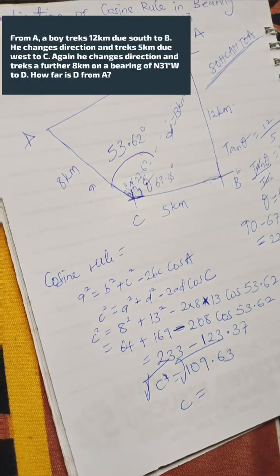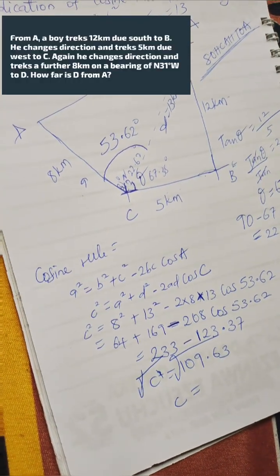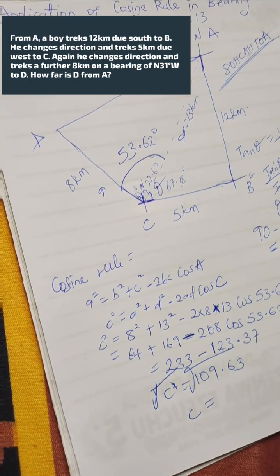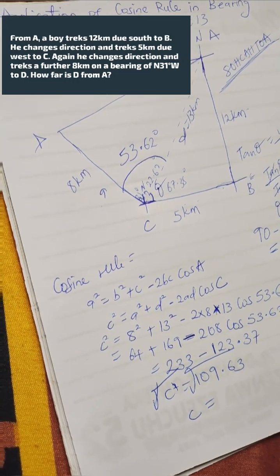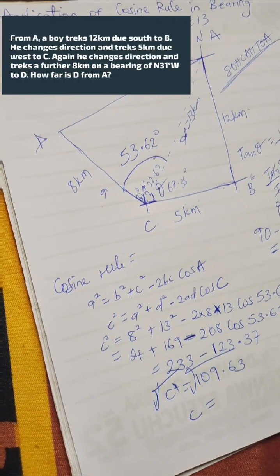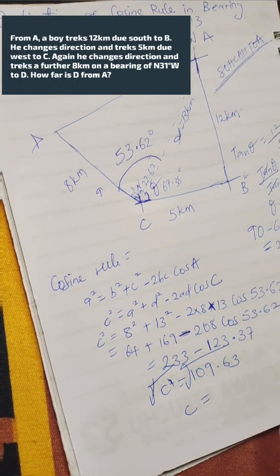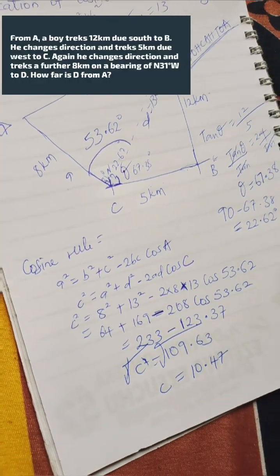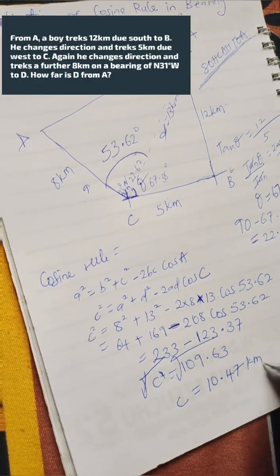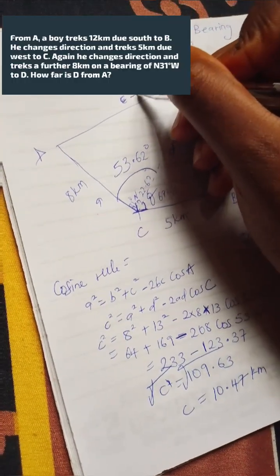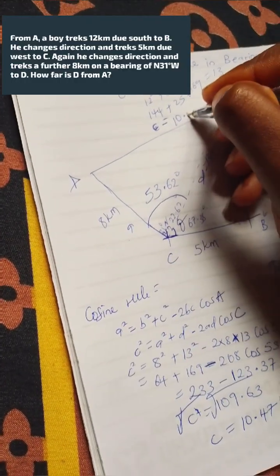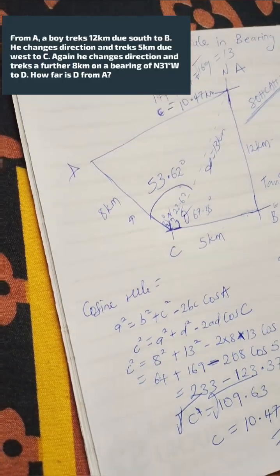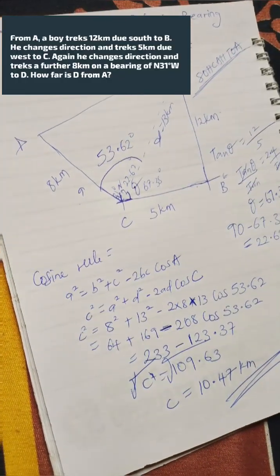So my c is going to be equal to the square root of 109.63, which is 10.47. Don't forget to add your SI unit, which is kilometer. So therefore, what we are looking for, which is c, is equal to 10.47 kilometers. So this here is the distance from d to a.